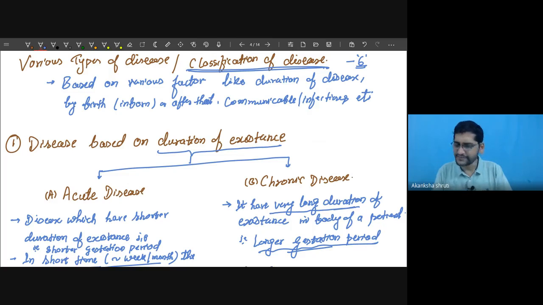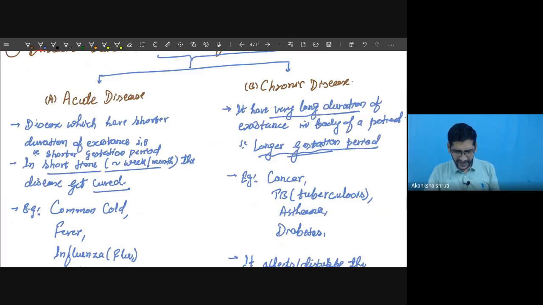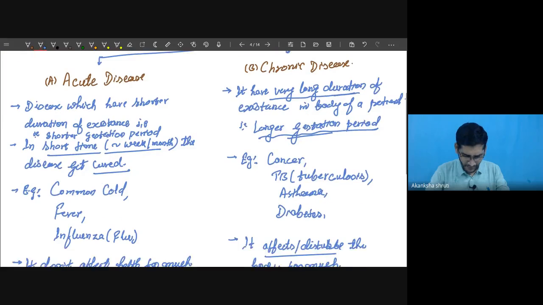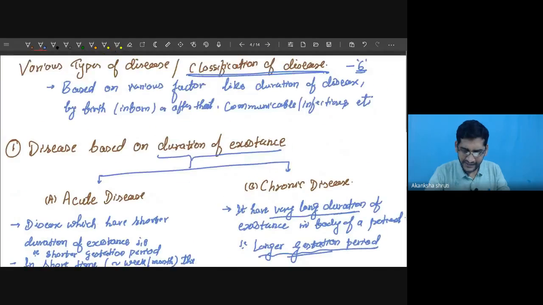The first category was, classification is always based on certain property or certain basis. If the disease is existing for a shorter time in the body of the patient, then it is called acute. If it is existing for a very long time, it is called chronic. Examples like common cold and fever are acute. Cancer, AIDS, diabetes persist for years, so they are chronic. Chronic diseases heavily damage the body and heavily affect the health.